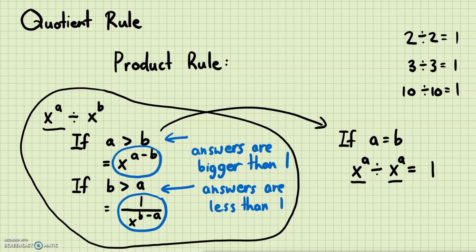And following the quotient rule, you can also see that x to the a divided by x to the a is going to equal x to the a minus a, and that is going to equal x to the power of 0. Now, we know that anything to the power of 0 is going to equal 1. So if you follow the quotient rule, you'll still get the same answer as you will if you follow the concept you've learned in arithmetic. So if a equals b, or if you're dividing the same term by the same term, it will always equal 1.